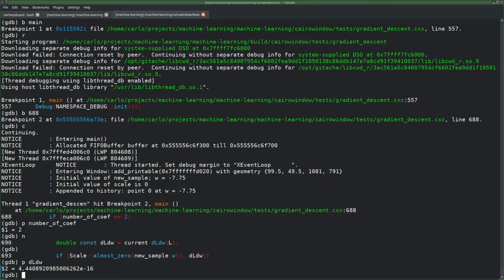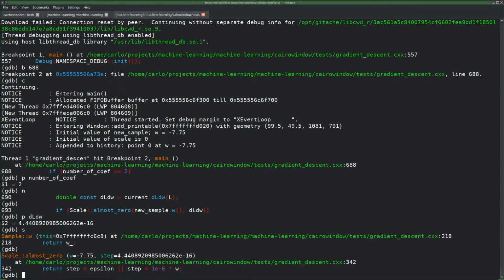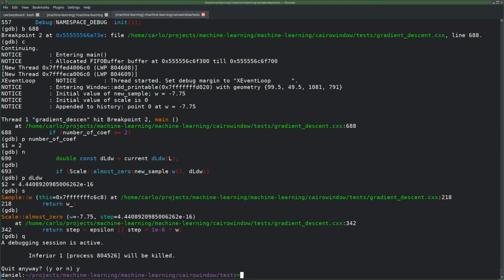I feel I have forgotten a standard absolute, but that can't be a problem because it's positive. W is negative. W is negative, so it's a standard absolute problem. Anyway, let's go in it. Yep. Is step less than a negative number? No. Okay. Zip.